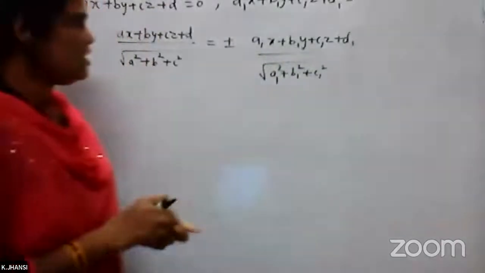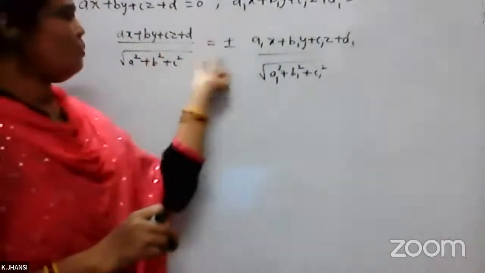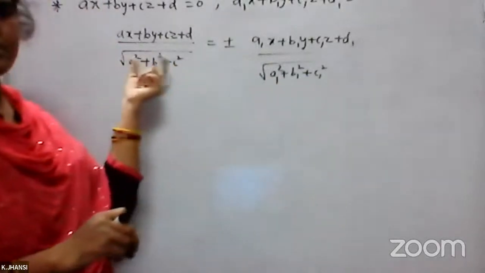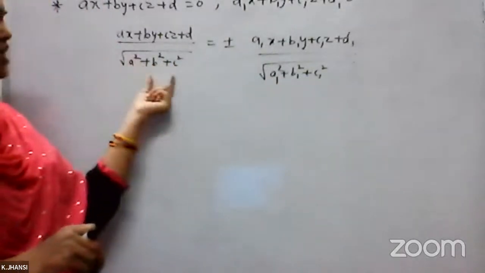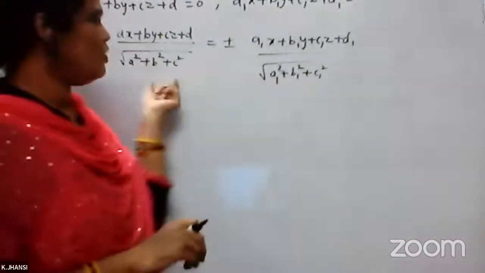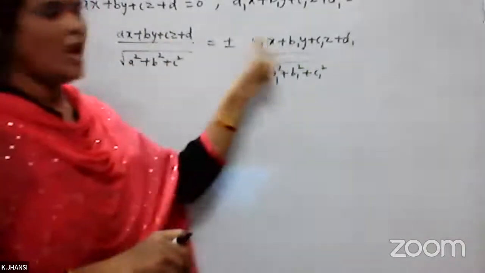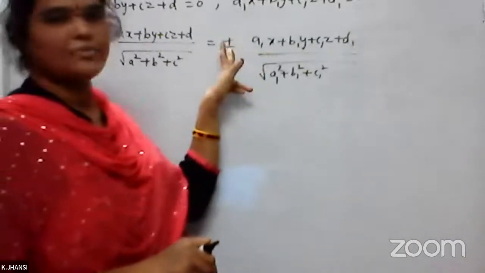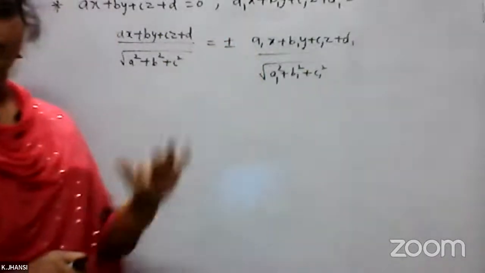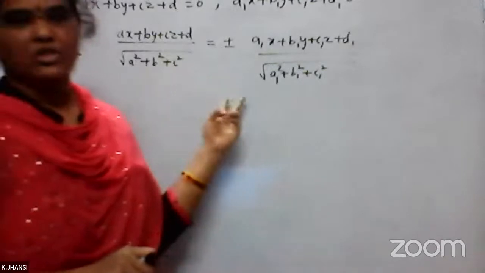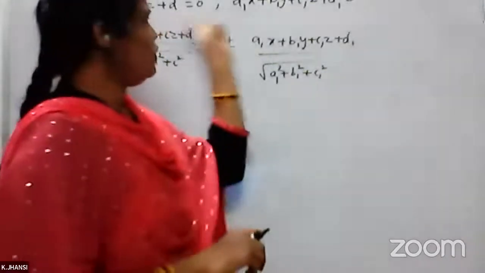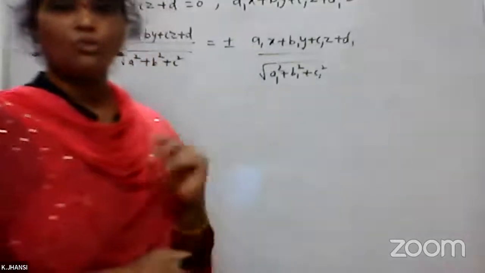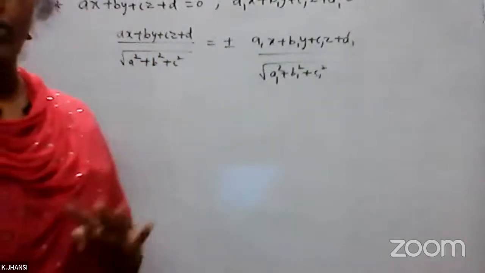So first thing is, after writing the given two planes in this form, if any under root of a square plus b square plus c square can be simplified, you simplify these two, then you cross multiply them. After cross multiplying them, first you add them, then next you subtract them. So if you add and if you subtract them, you will get the two equations. Okay, so given two equations are there, and after doing the addition and subtraction, you will get two more equations. That means you will get the four equations.